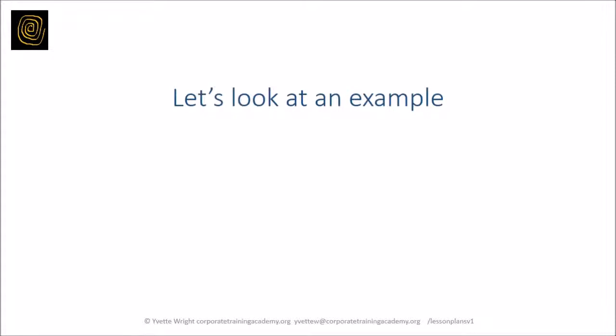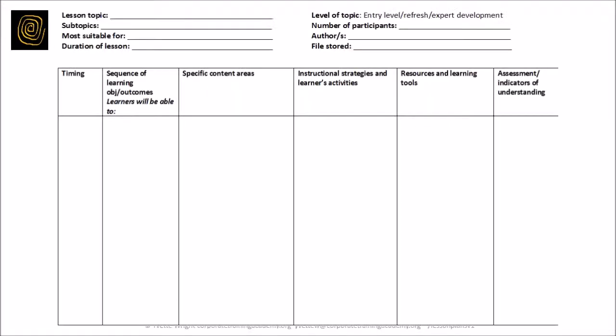Let's look at an example. If you haven't downloaded the template from corporatetrainingacademy.org, pause this and do it now. Then you can just make some notes on the template as we go through it. There are loads of versions of lesson plans available. However, if you're delivering training that's accredited by an external body, for example in Australia, if you're running an RTO course, use the version they provide because that's the one they're going to audit. That's really important.